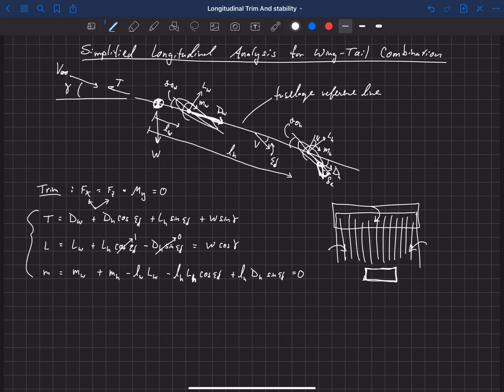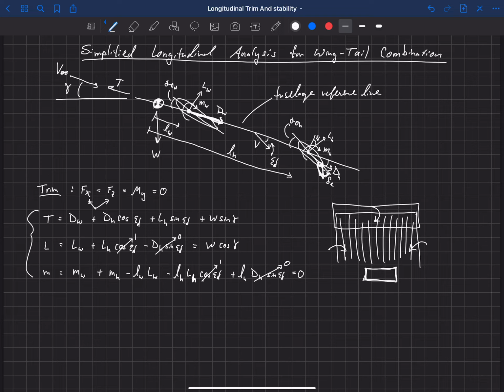We have the exact same scenario down here in the pitching moment equation. Notice that we have these same two terms here, cosine multiplied by the lift and the sine multiplied by the drag. And then both of those are multiplied by the distance of that horizontal. So we can do the same thing here. We say cosine epsilon d is 1, and that this term is small compared to the other term. And so we're just going to drop it out.